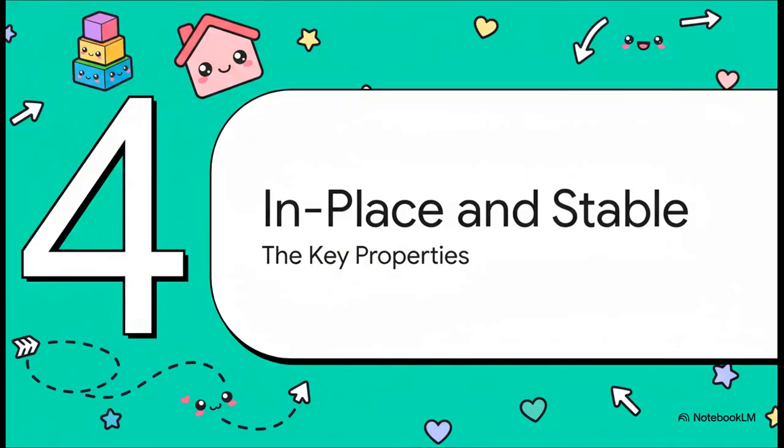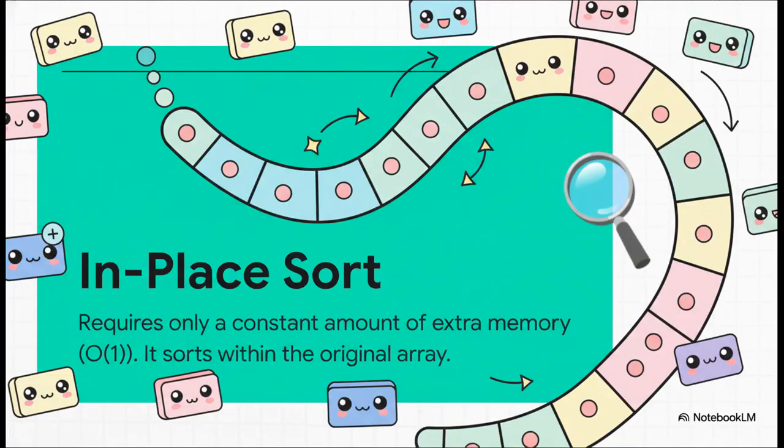Now, besides just raw speed, algorithms have other important traits. For insertion sort, there are two you really need to know. It's what we call in place and stable. First up, in place. All this means is that the algorithm is really good with memory. It does all of its sorting work right there inside the original array. It doesn't need to create a whole new copy of the array to work with, which some other algorithms do. It just needs one extra little variable to hold the number it's currently inserting. That's it. It's very efficient.